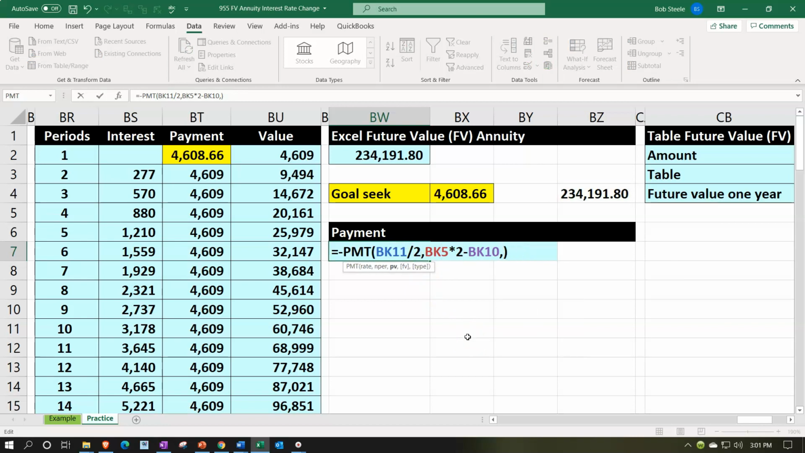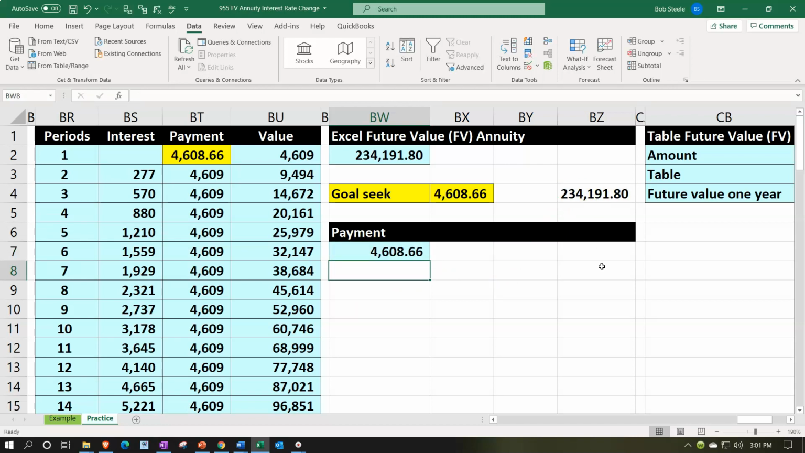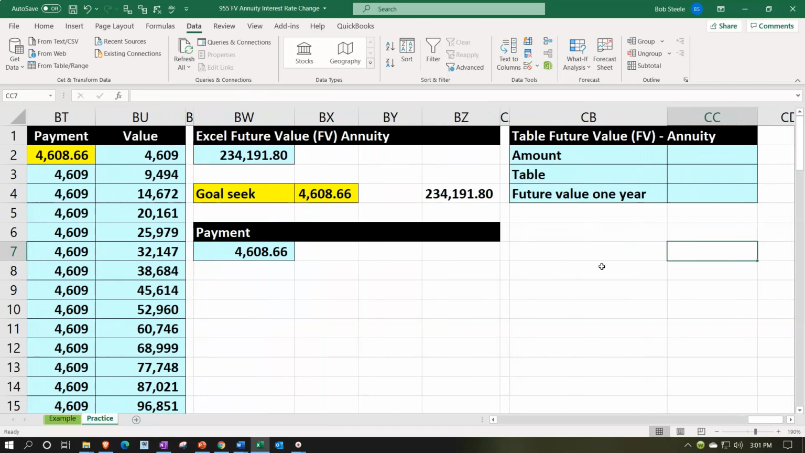So I'm going to remove the present value, comma, comma, future value, because we're not doing the present value, future value, 234,191.80, and enter, and that'll give us, once again, our 4,608.66. Finally, we could use the tables to pick this up.